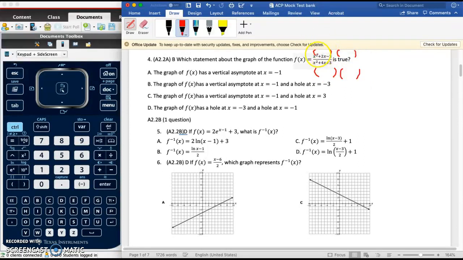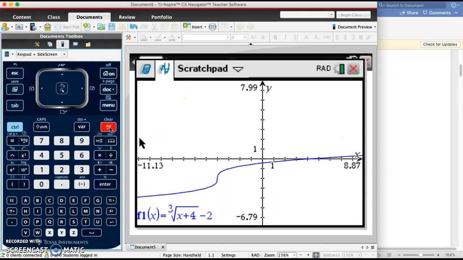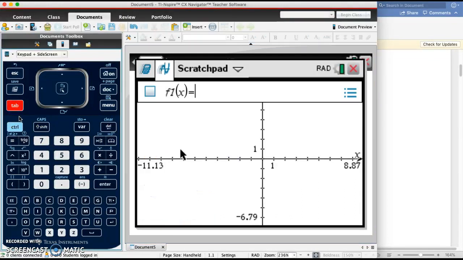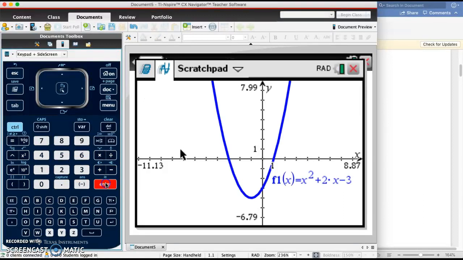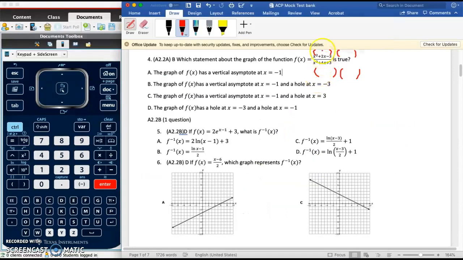From here, I'm going to go to my graph, and I'm going to graph the first one, x squared plus 2x minus 3. So I'll go here, erase it, and I go x squared plus 2x minus 3. I go enter. My goal is to see where it is crossing the x-axis. These are the zeros. I know that I have x equals 1 and x equals negative 3. So I'm going to go back here. I do the opposite. So right now I have x plus 3 and x minus 1 up top.